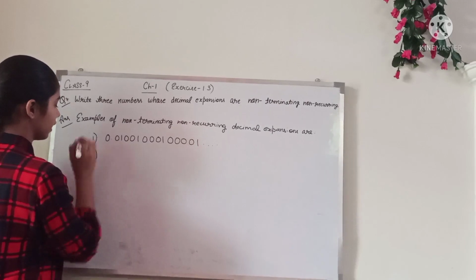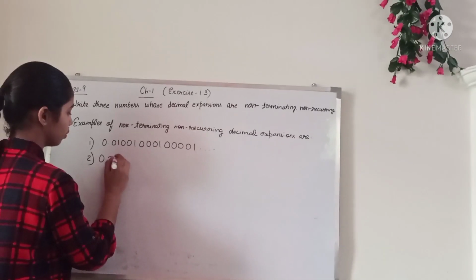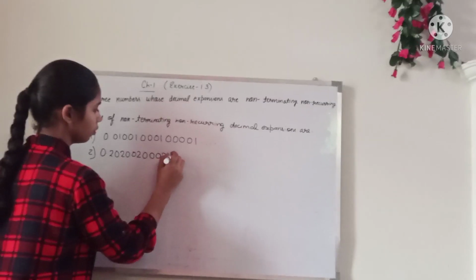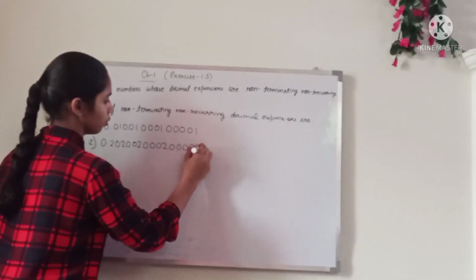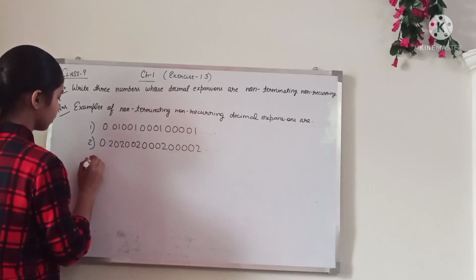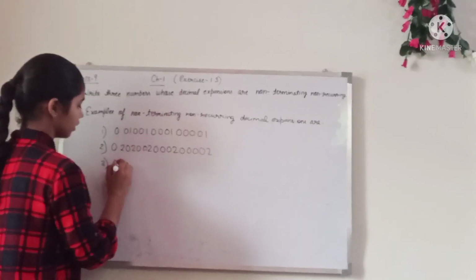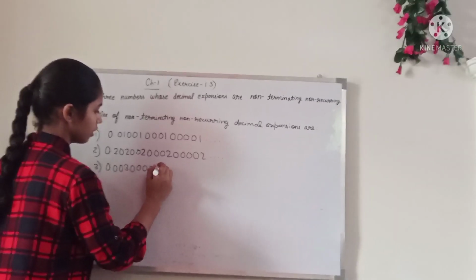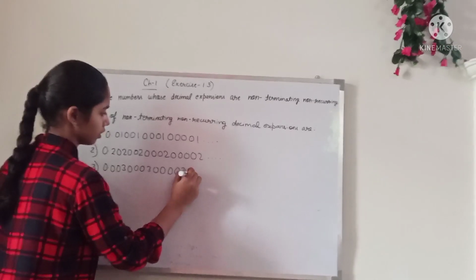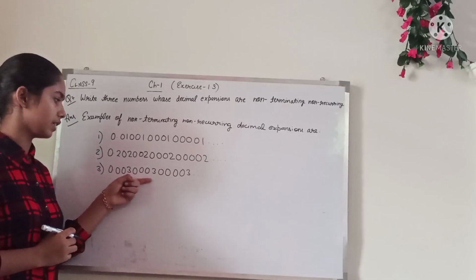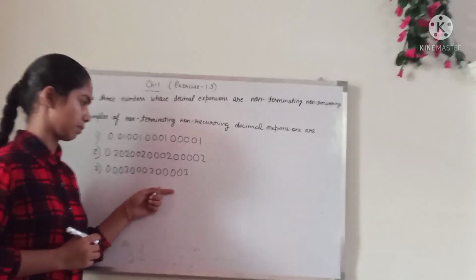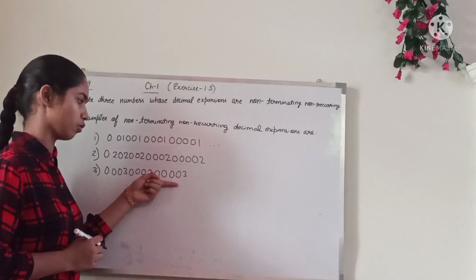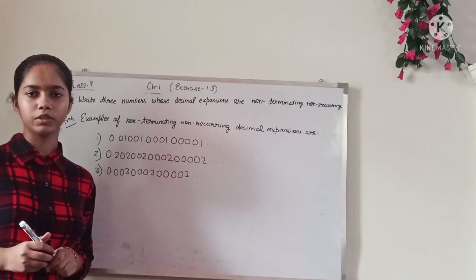Now the second is 0.2020020002 and so on. And the third one is 0.003000300003 and so on. Remember the digits are not the same. Here are 2 zeros, now here is 3, now here is 4. Now coming to the 8th question.